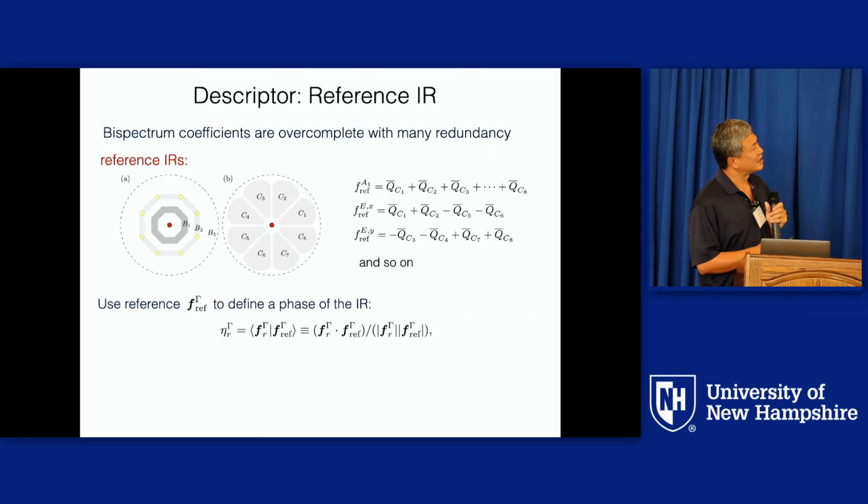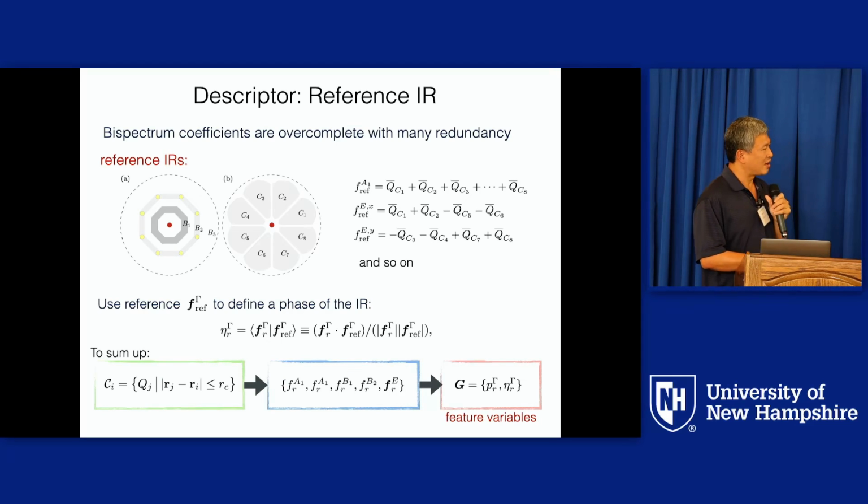So we came up with this idea of reference IR. We use large chunks of the neighborhood to compute some sort of averaged distortions. And then we build an irreducible representation based on this average distortion, and then use this combination as the reference. And we can use this to define the phase of different irreducible representations. So now you have the amplitude and the phase, and this will serve as the general descriptors.